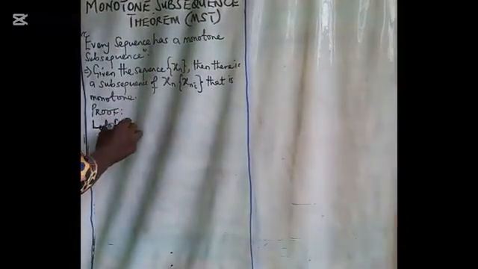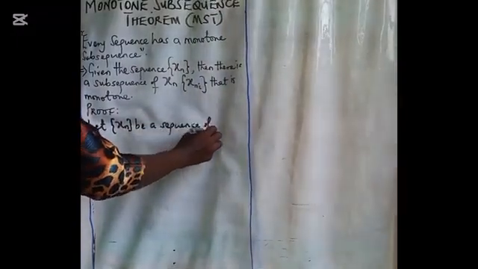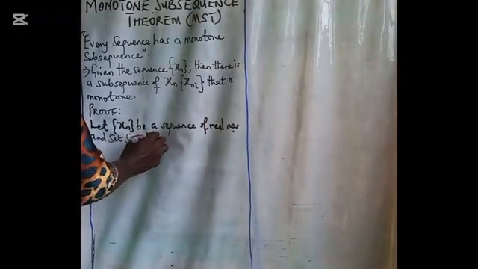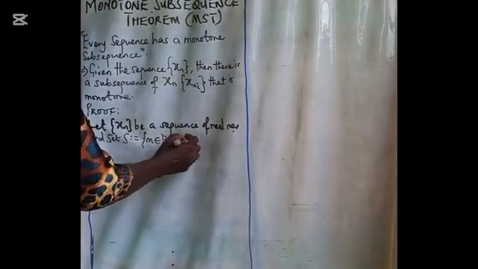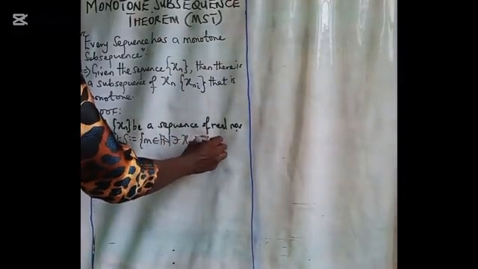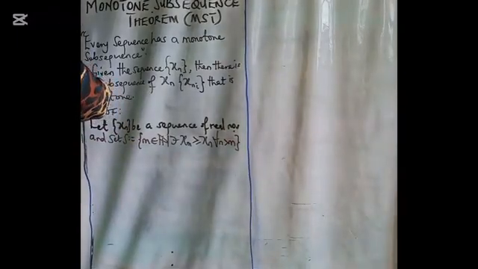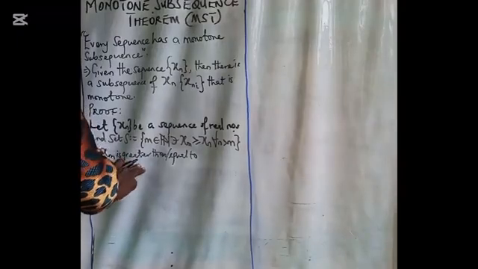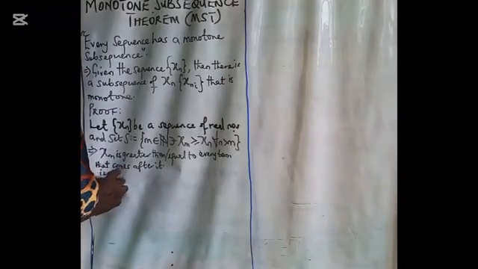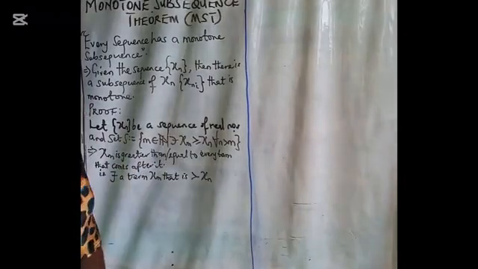Let x_n be a sequence of real numbers and set S be defined as m belonging to the set of natural numbers such that x_m is greater than or equal to x_n for all n greater than m. This implies that x_m is greater than or equal to every term that comes after it. That is, there exists a term x_m that is greater than x_n.